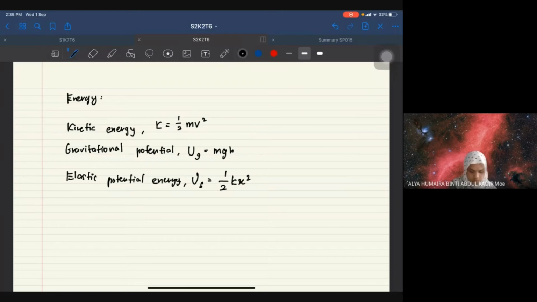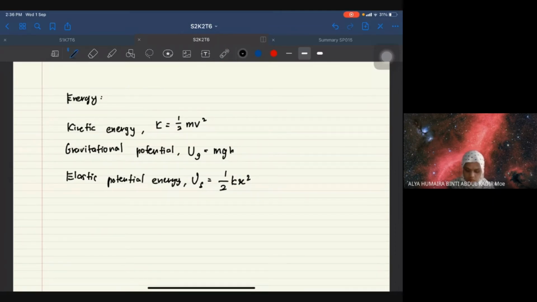Where does half kx squared come from? It actually comes from Hooke's law. I'm not going to go into the derivation. You can look at your notes, where the derivation is shown, and refer to it. But most importantly, you need to know how to use these three formulas. M is mass, V is velocity, H is height, and X is elongation. X here is basically the elongation and compression of a spring. For a rubber it is the same, elongation and compression. The k here represents the spring constant, so usually that is given.